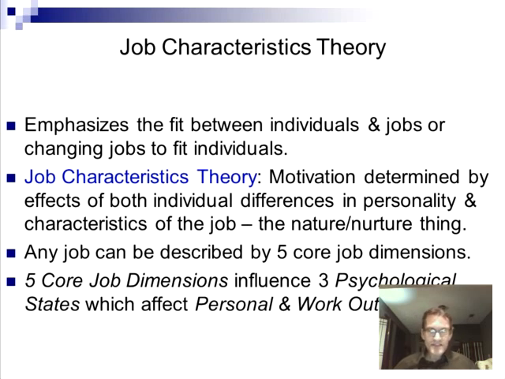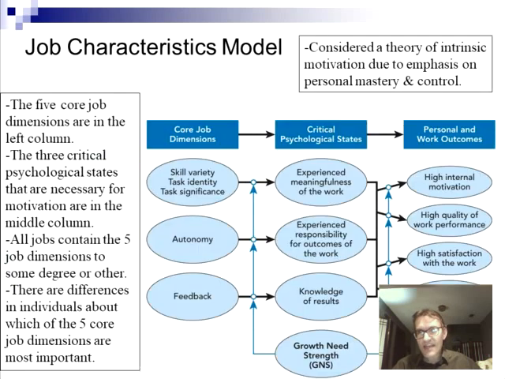Okay? So job characteristics theory says motivation is determined by the effects of both individual differences and the fit, okay, job fit. And so we have this fascinating theory visualized here, where there are 5 basic dimensions to a job, core job dimensions in the left column. Skill variety, task identity, task significance, autonomy, and feedback. Okay? So these 5 different dimensions, and all jobs contain some degree of these 5 dimensions. Now, these 5 dimensions have the ability to create psychological states in the workers, including meaningfulness of the work, experienced responsibility, knowledge of results, etc.